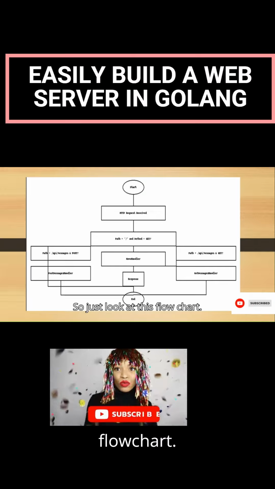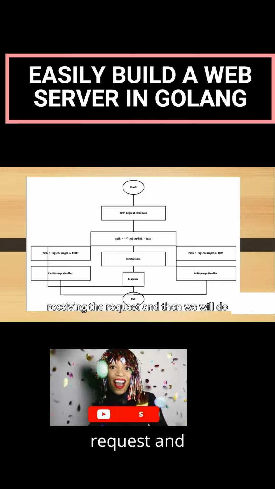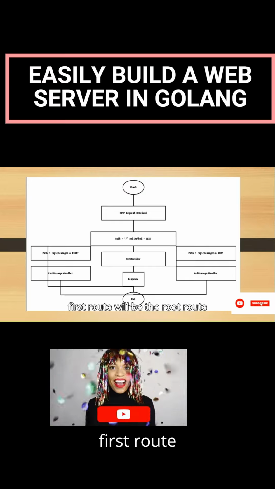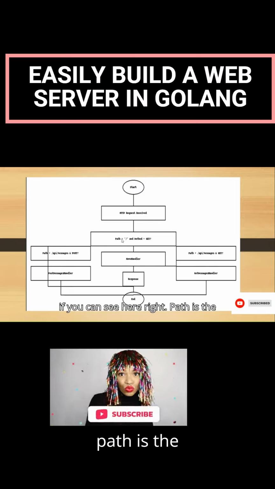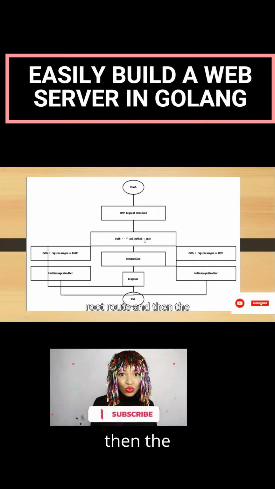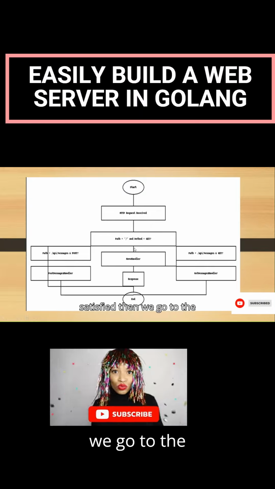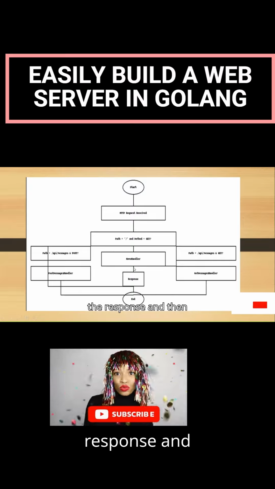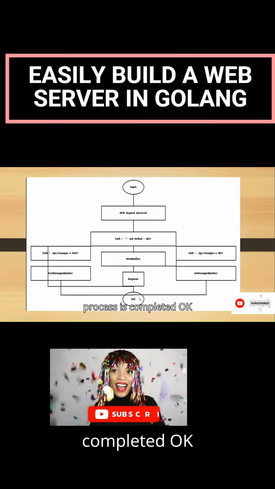So just look at this flowchart. First of all, we'll be receiving the request, and then we will do an evaluation. So the first route will be the root route. If you can see here, the path is the root route, and the method is GET. If this condition is satisfied, then we execute the home handler, and the home handler produces the response, and then the execution process is completed.